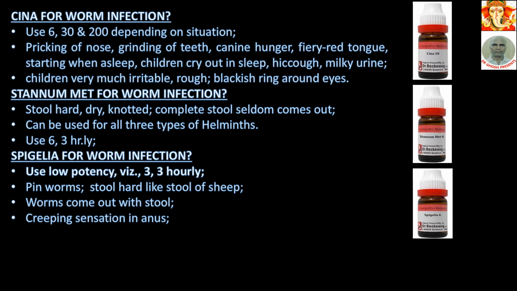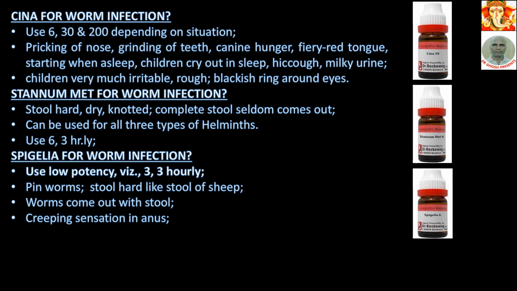Now we are coming to remedies. Cina for worm infection. Use 6, 30 to 100 depending on the situation. Pricking of nose, grinding of teeth, canine hunger, fiery red tongue, starting when asleep, children cry out in sleep, hiccough, milky urine, children very much irritable, rough, blackish ring around eyes. These are the symptoms for selection of Cina.